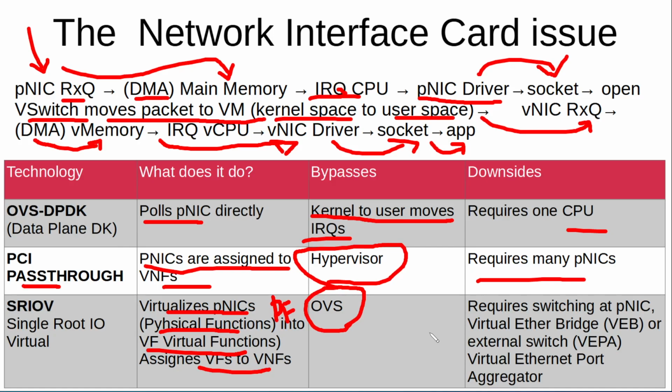The downside is that you will require at some point doing switching. That depends on the hypervisor you're using. Some hypervisors will provide you with a virtual Ethernet bridge or VEB that will solve this problem, or you can use an external switch. In that case, you will be using virtual Ethernet port aggregation. That's it.